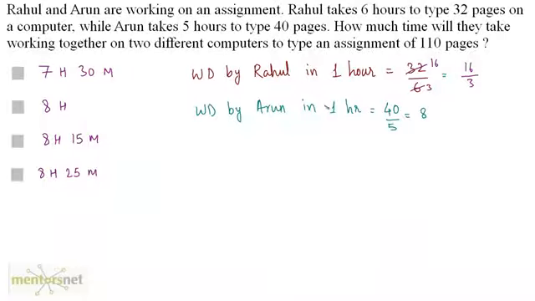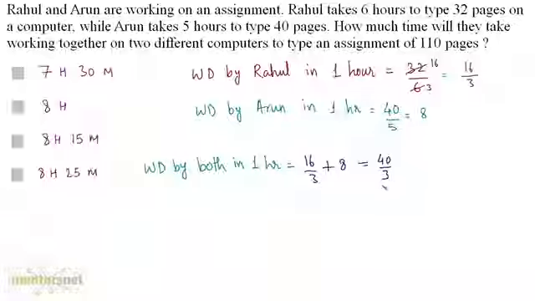So we have the work done by Rahul in 1 hour and the work done by Arun in 1 hour. So we can calculate the work done by both of them working together in 1 hour. And that will be the addition of these two terms. So work done by both of them in 1 hour is equal to 16 by 3 plus 8. And that is going to give you 40 by 3. So the basic meaning of this statement is that they can type, both working together, 40 by 3 pages in 1 hour.